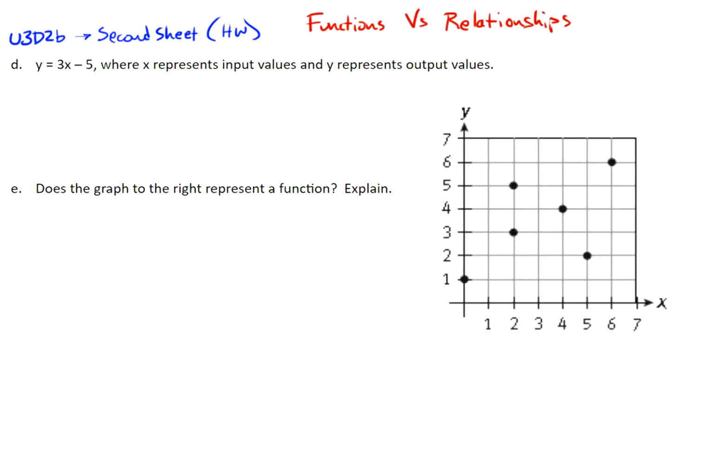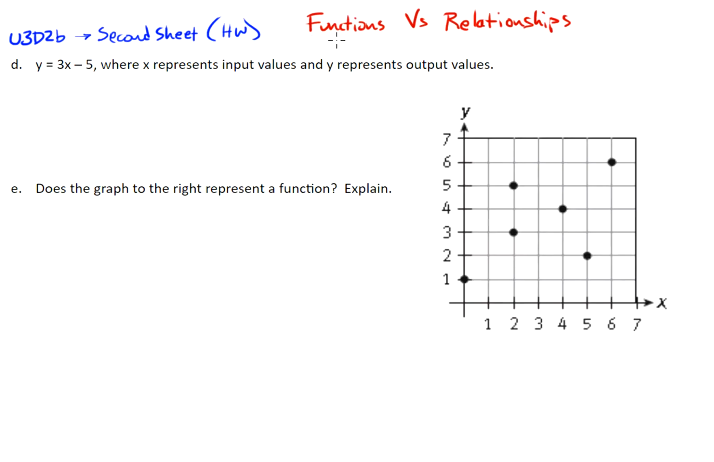Welcome back to the second sheet of Unit 3, Day 2. In your gradebook, this is actually coded as U3D2b, and it is under Criterion A. Now, we did this mostly in class, but a lot of us did this as homework.